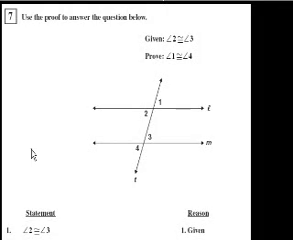All right, we're on problem number 7, and when I copied and pasted, I made it a little bit smaller, so I'm going to read it for you just in case this is too small for you to read. But it says, use the proof to answer the question below. So they gave us that angle 2 is congruent to angle 3. So angle 2, or the measure of angle 2, is equal to the measure of angle 3.